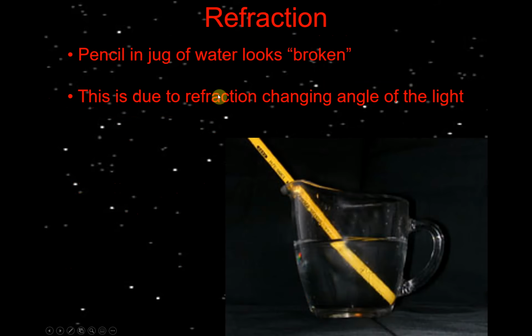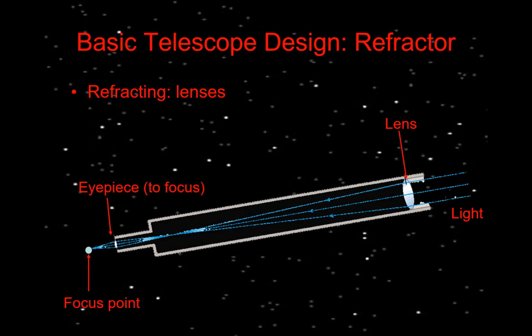And this is why when we look at, say, this pencil in a jug of water, it looks like it's broken. That's because the light coming through the water and the glass combined will be coming to your eye at a different angle to the light from the pencil just in the air. It's not that the pencil is actually broken, just the light is coming from different angles. And that's what you're doing when you look at a refracting telescope.